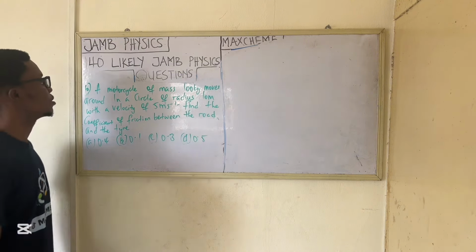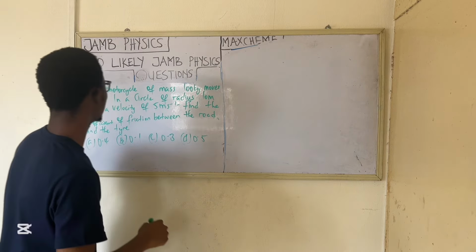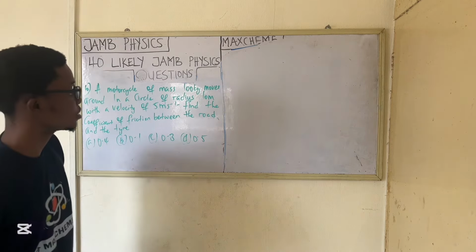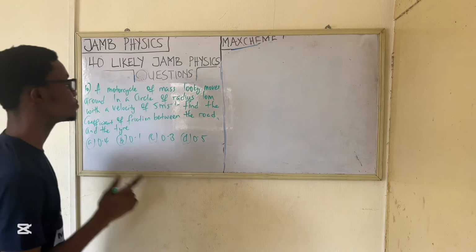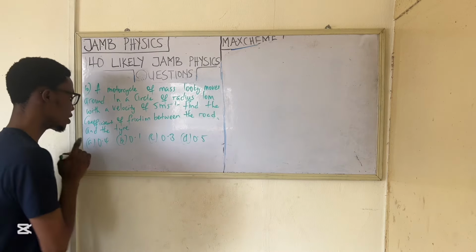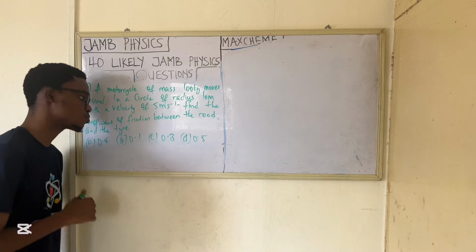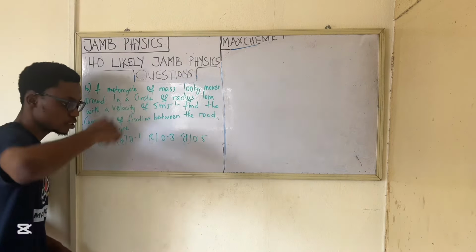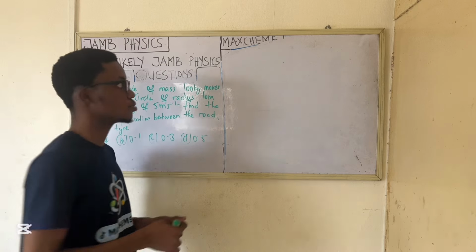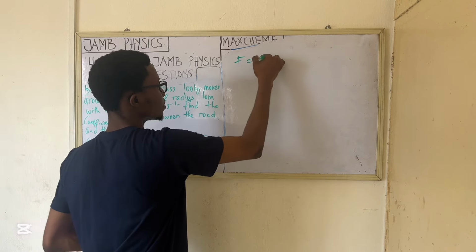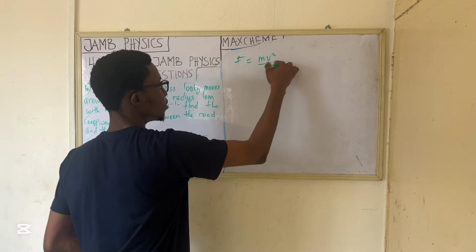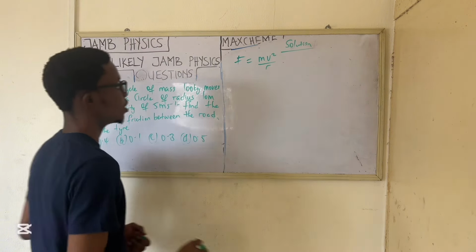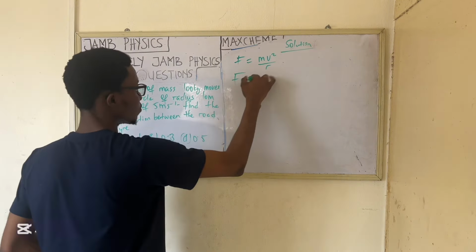Question 10. A motorcycle of mass 100 kg moves around in a circle of radius 10 meters with a velocity of 5 meters per second. Find the coefficient of friction between the road and the tire. A, we have 0.4, B 0.1, C 0.3, D 0.5. Now if you look at this, the motion is in a circular path. So the force is the centripetal force, denoted as mv squared over r. That means we are looking for the centripetal force first.